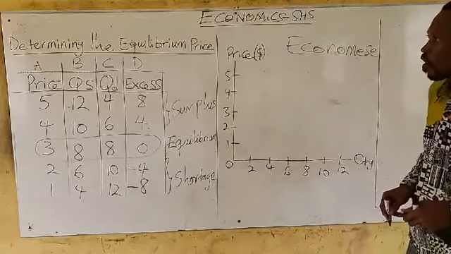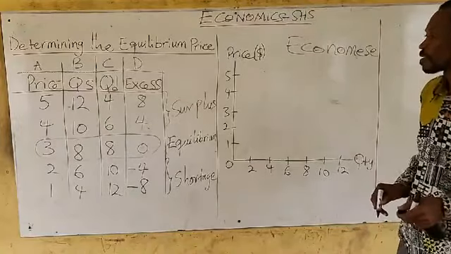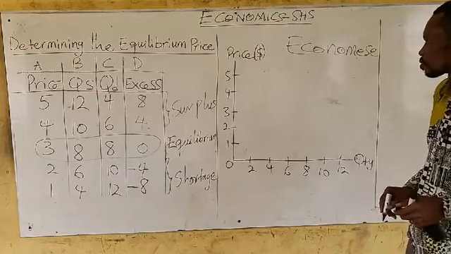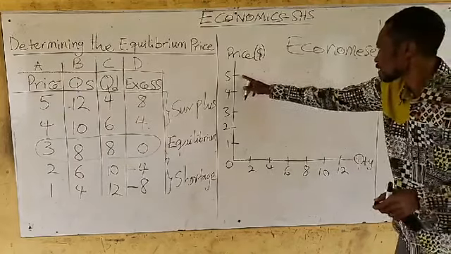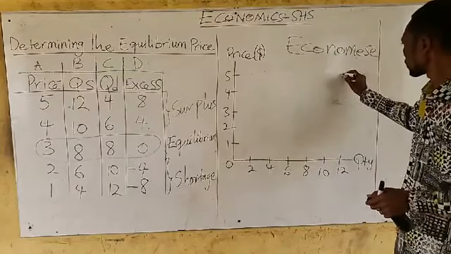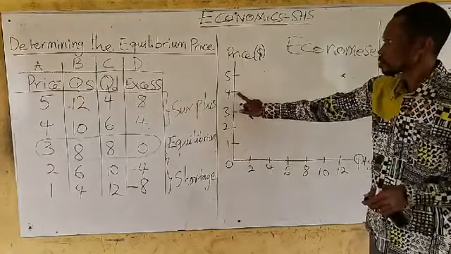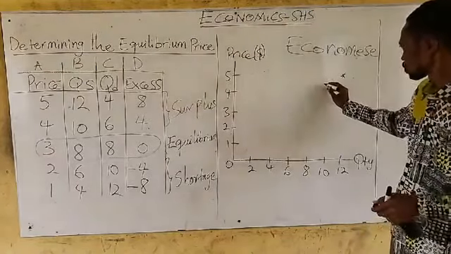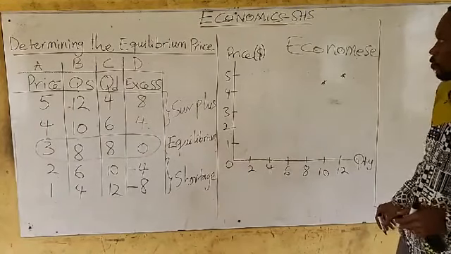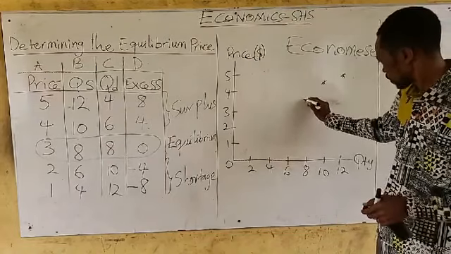At the price of 5, starting from the top, you can start from any point. At the price of $5, the quantity supplied is 12. So look at 5, 12 is somewhere here. So you locate this point. This is where they coordinate. This is where they meet. At the price of 4, quantity supplied is 10. So we come here. The price of 3, it's 8. That is supplied. 3 is going with 8.